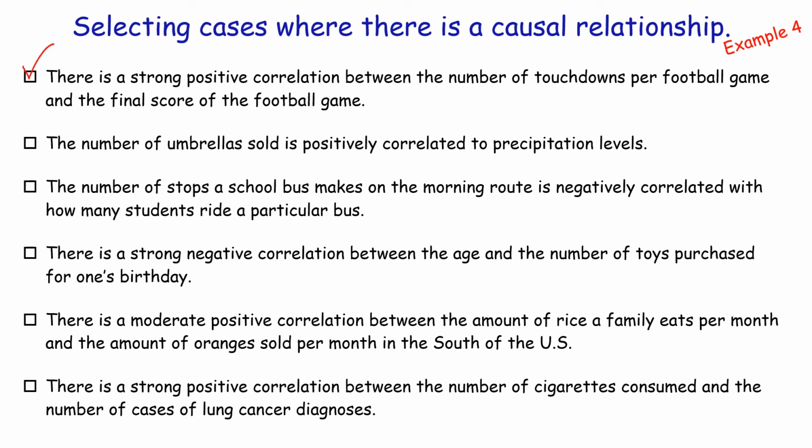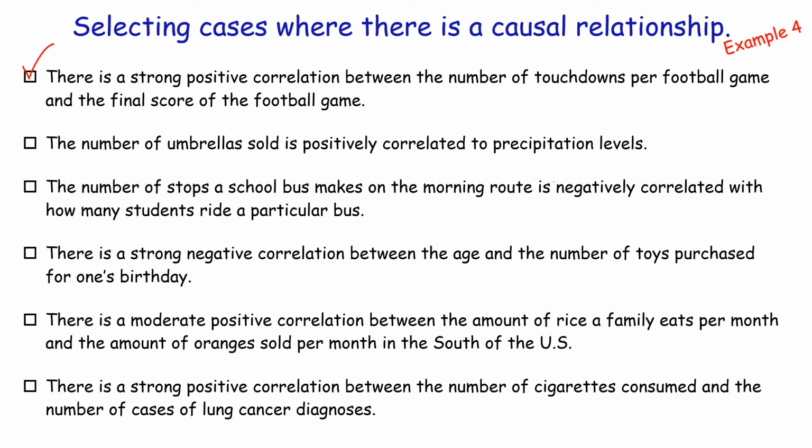The next one, the number of umbrellas sold is positively correlated to precipitation levels. No, just because more umbrellas are sold doesn't necessarily mean it's going to rain. Umbrellas sold is not going to make it rain. All right, so number 3, the number of stops a school bus makes in the morning route is negatively correlated with how many students ride a particular bus. No, stops do not relate to how many students ride the bus, so no relationship there.